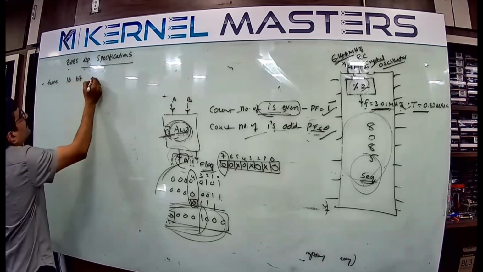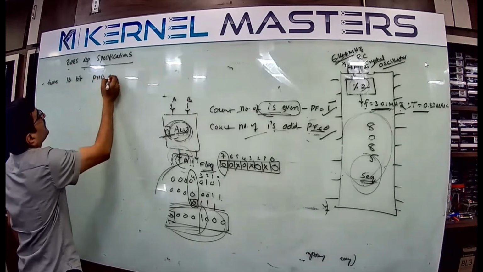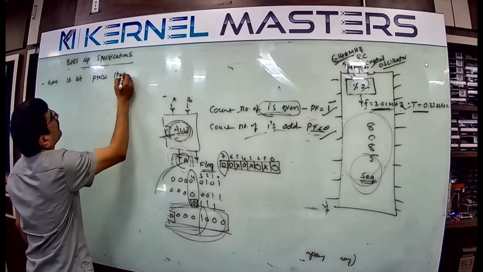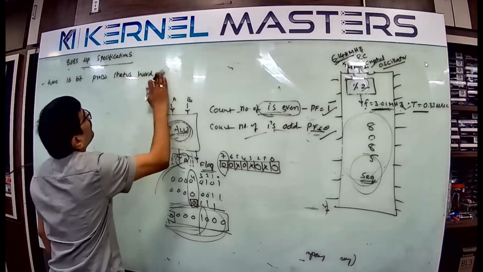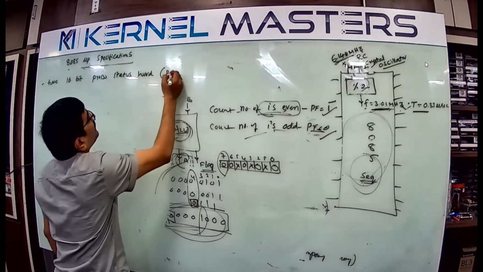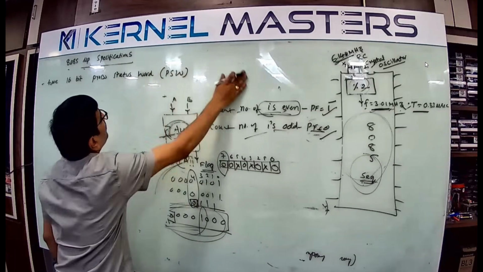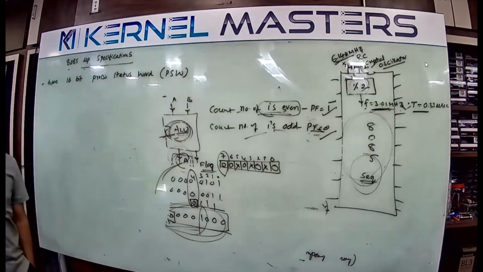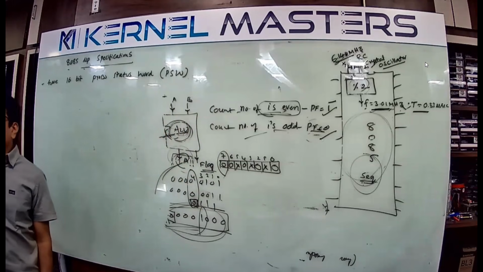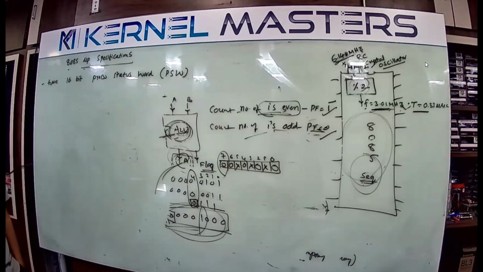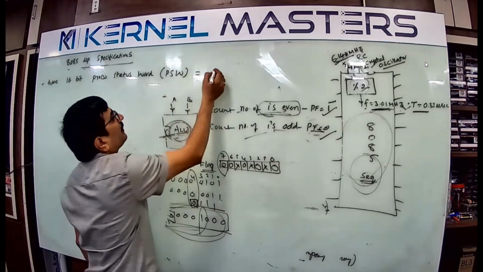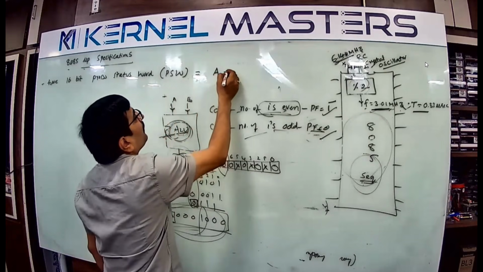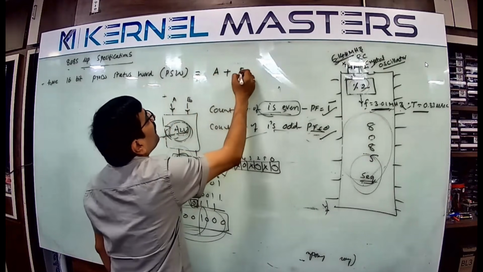16-bit process status word. We call it PSW. The 8085 has a 16-bit PSW. The meaning of process status word is nothing but the accumulator plus the flag register.